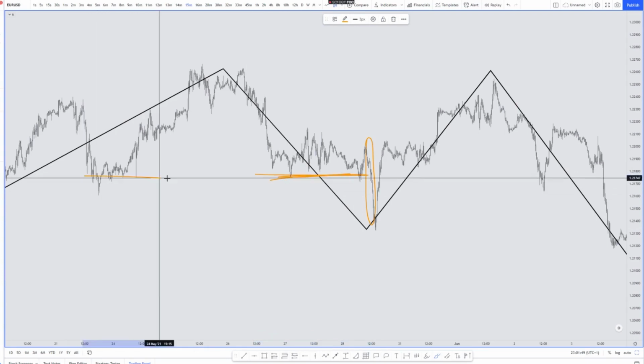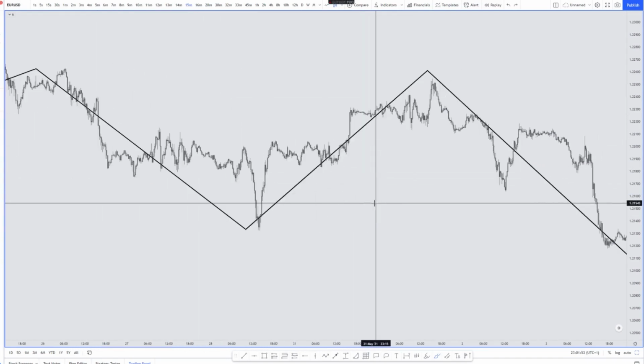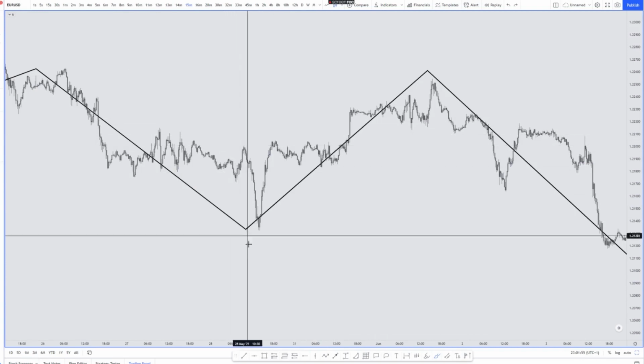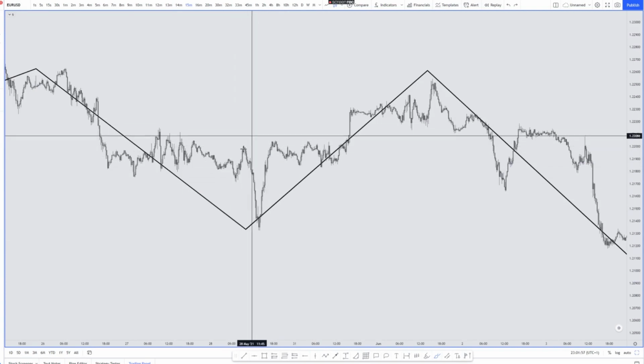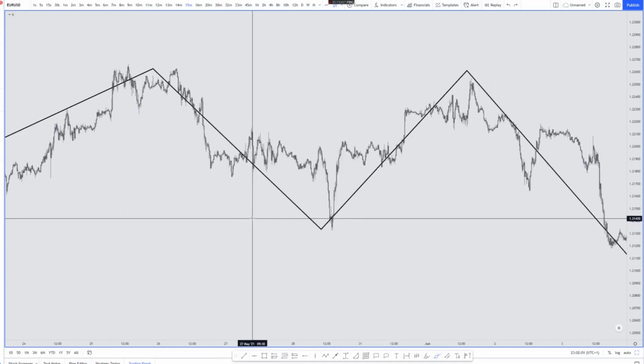Like, it didn't just take that low, it completely blew it out of the water. A lot of aggression. So now we can start forming the ideas with the amount of aggression we had. Maybe it's going to be a complete change of trend.